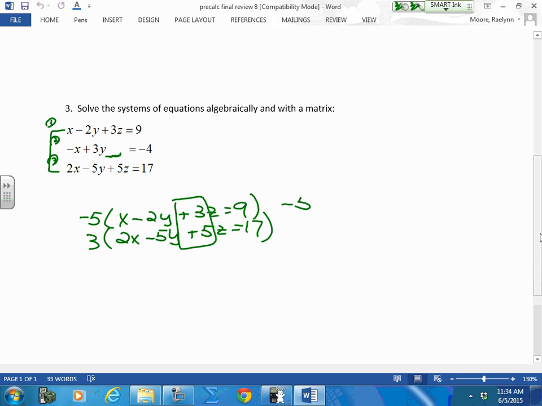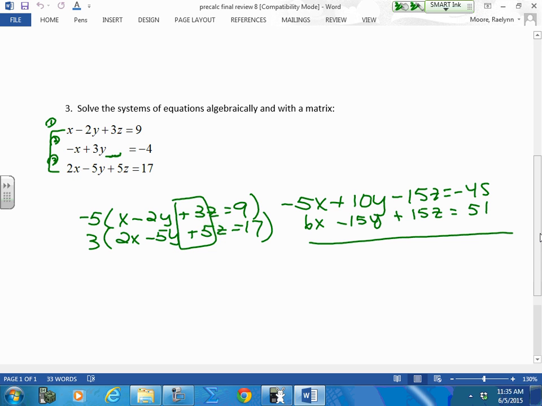So -5x plus 10y, whoops, plus 10y minus 15z all the way across equals -45. Multiply the 3. 6x minus 15y. Here's what I was looking for. Plus 15z equals 51. Now, add them down. This becomes x, -5y, out goes the z's, and equal to 6.